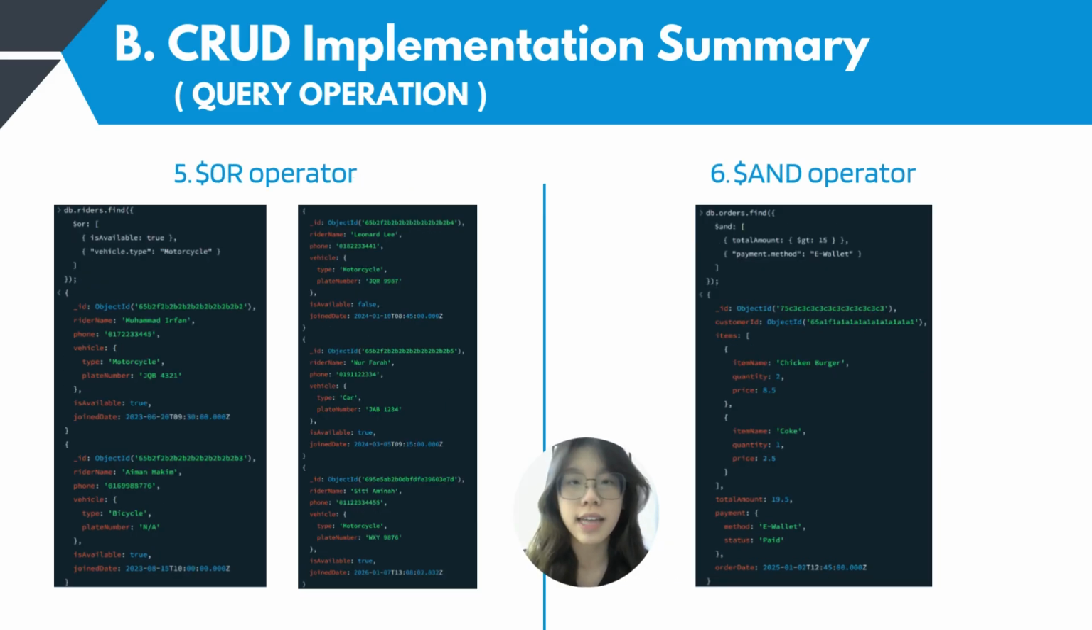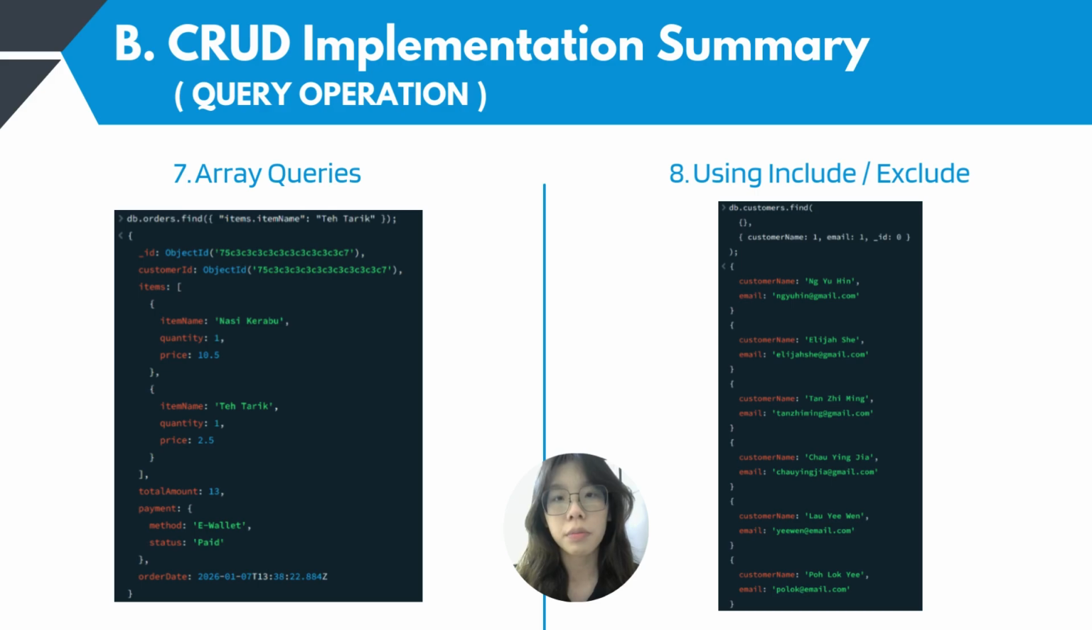Next, to find the riders that are available now or those who drive motorcycles, we use the OR operator. The sixth one is we use the AND operator to identify the total amount that is greater than 15 and the payment method, which is e-wallet. Finally, we perform array queries to search for specific items like teh tarik inside our embedded item list. We also use projections, using include and exclude to hide internal IDs while displaying only the customer names and emails.